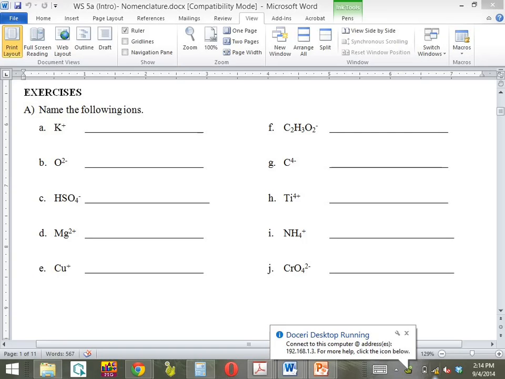So let's do letter A. This is a monatomic ion, and K is the symbol for which element? Potassium. So we need to find potassium on the periodic table. It's way over on the left side. It's a metal, right? Does it need a Roman numeral? No, it doesn't. And so then the name of the ion is just the name of the element. So this is potassium ion.